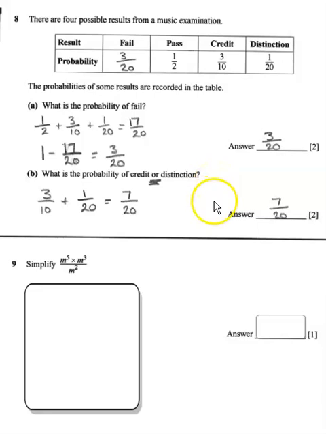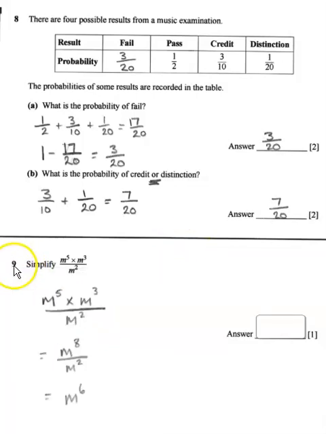So question 9 is indices, and it says simplify. First of all, we start off with the top part, which is m to the power of 5 times m to the power of 3. When we multiply indices together, we add our indices. So 5 plus 3 is 8. Then this is a division. When we divide, we take away our indices. So it's 8 take away 2 is 6. And that's the final answer.